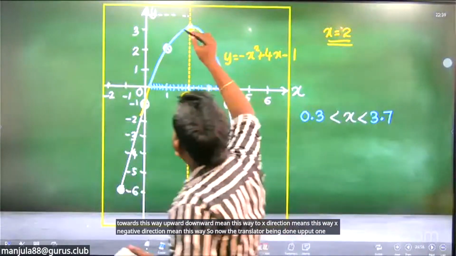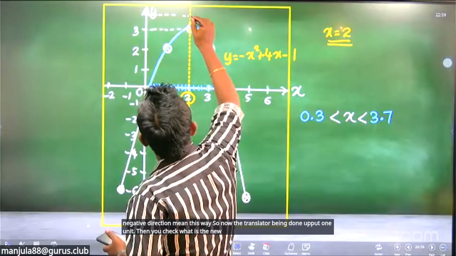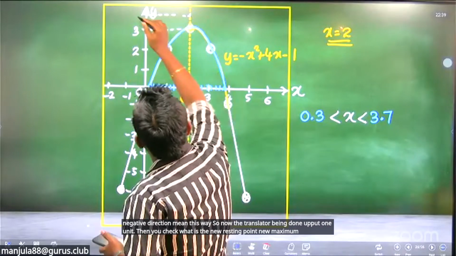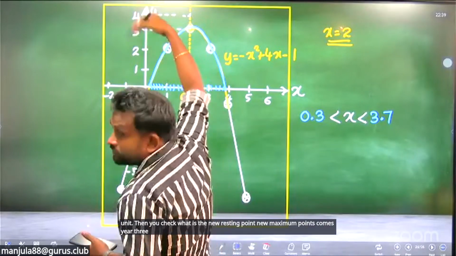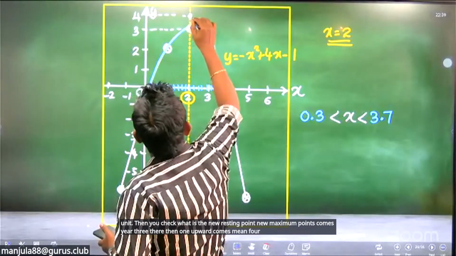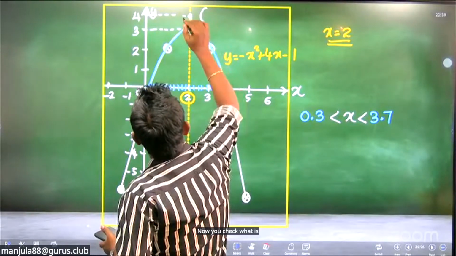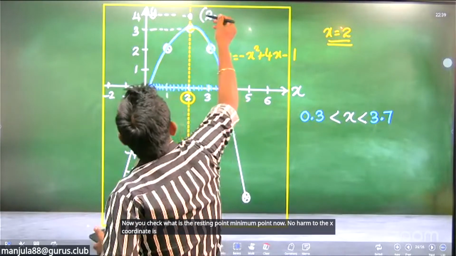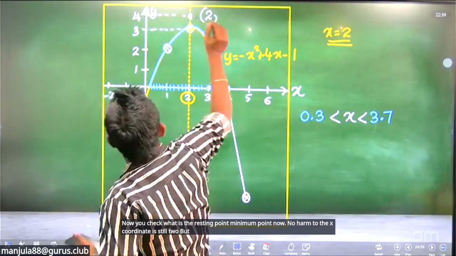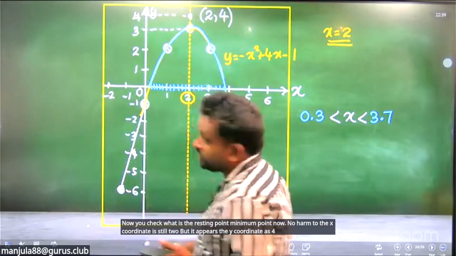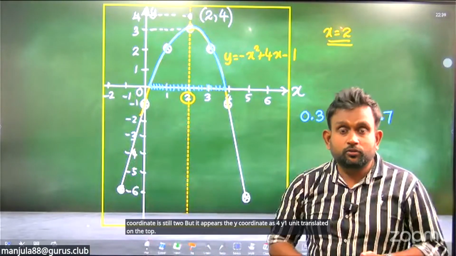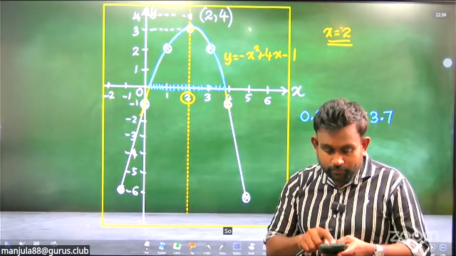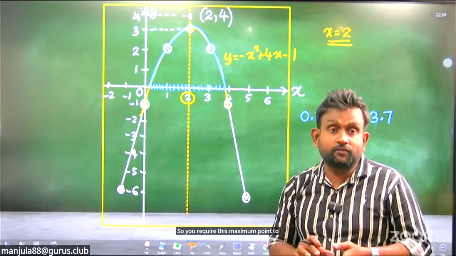Then you check what the new turning point, the new maximum point, is. Here it was 3, then 1 upward makes 4. The x coordinate is still 2, but the y coordinate appears as 4 since it is translated 1 unit upward. So you require this maximum point to write the graph in that format.